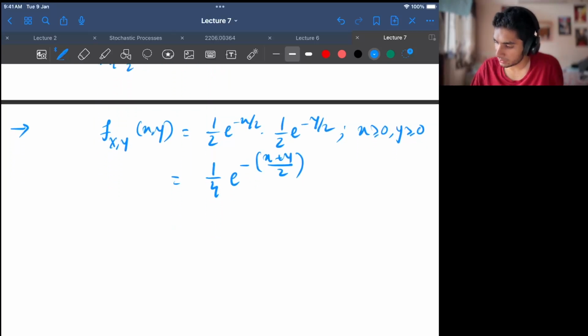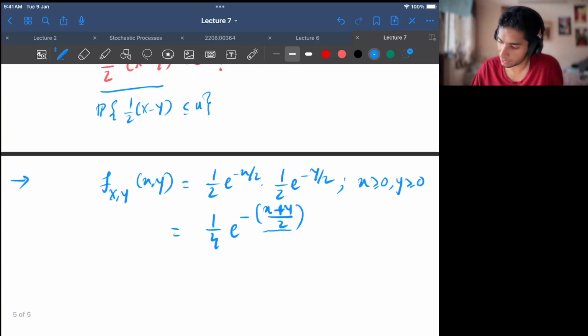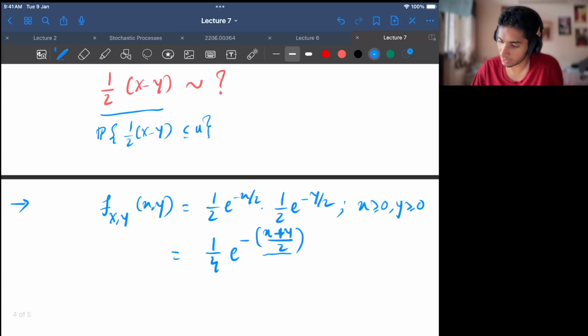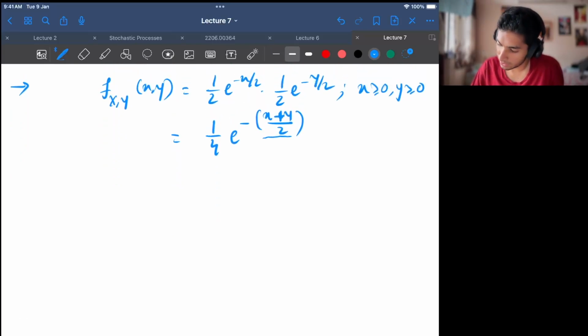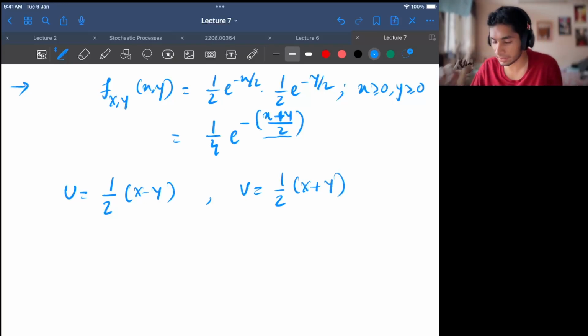Okay, now actually the trick comes because here you see x plus, this is again e raised to x plus y by 2 minus x plus y by 2. However, what is asked of us is e raised to half x minus y by 2. So here's the trick. Define two new random variables: u, which is what you asked for, half x minus y, and define another random variable v, which is half times x plus y.